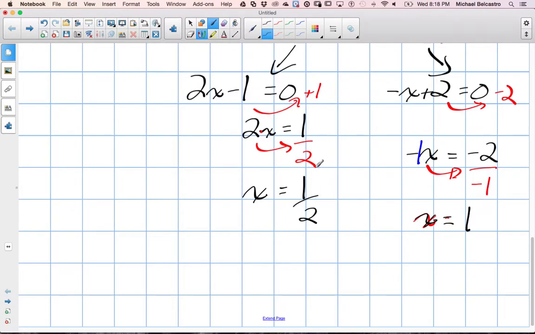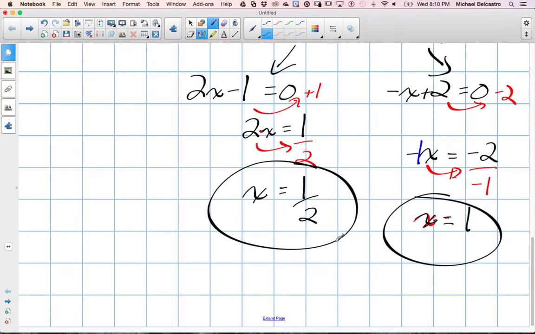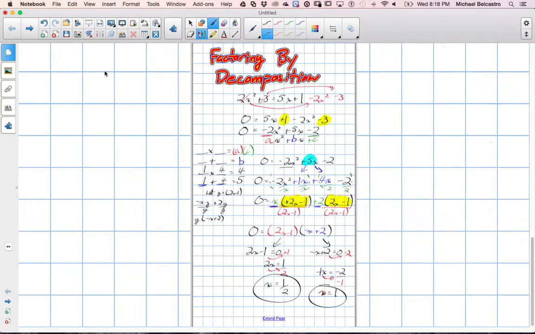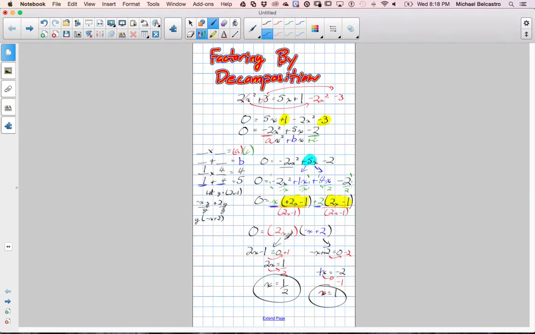So these are our final answers. These are the two possibilities for our x. Okay? That was a very detailed and difficult question for us to do.